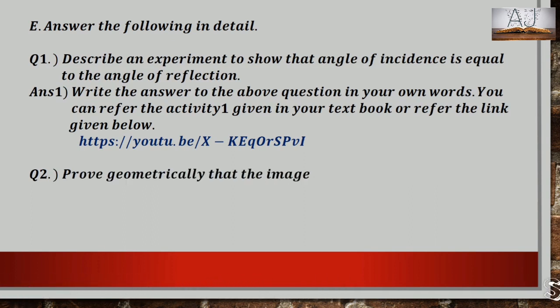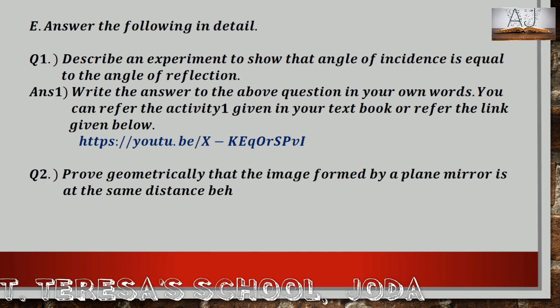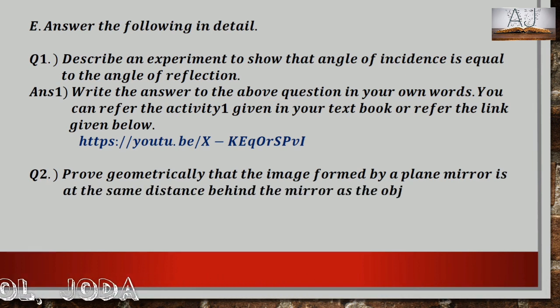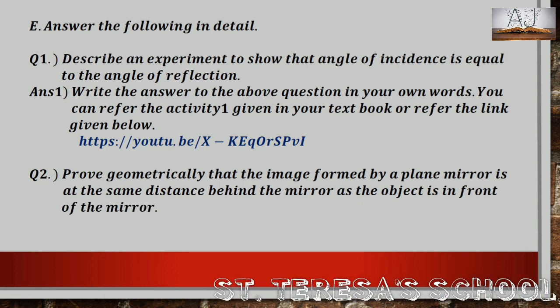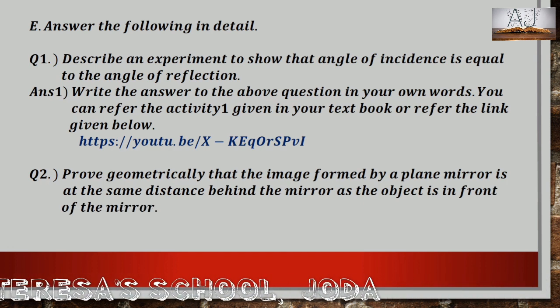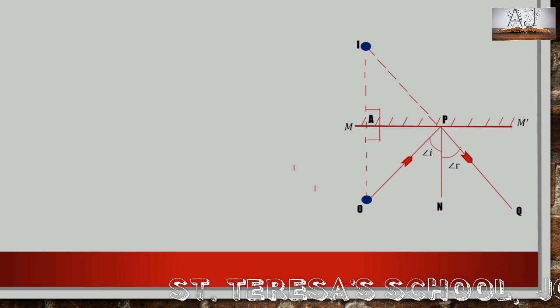You can watch it. Now let us see question number 2. Prove geometrically that the image formed by a plane mirror is at the same distance behind the mirror as the object is in front of the mirror. So geometrically we need to prove it. For geometric proof we need a construction. So for the solution, first of all we have to draw a construction.